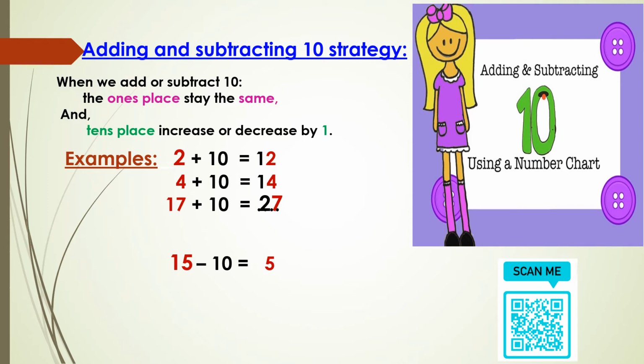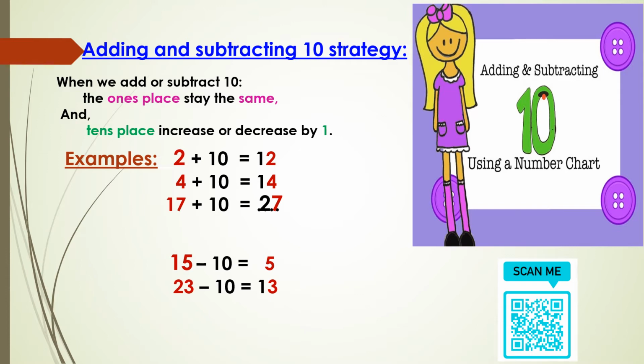And look at the tens place. We will subtract 1 from the tens place. So 1 minus 1 equals 0. So we would write 0 on the left, but we will not write it. Okay? So 15 minus 10 equals 5.